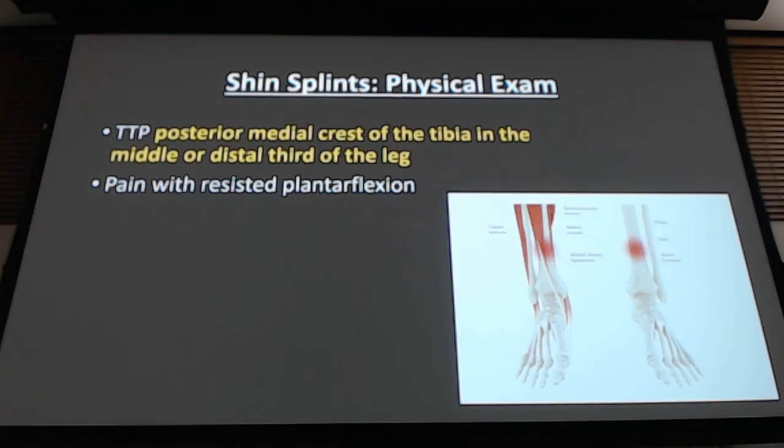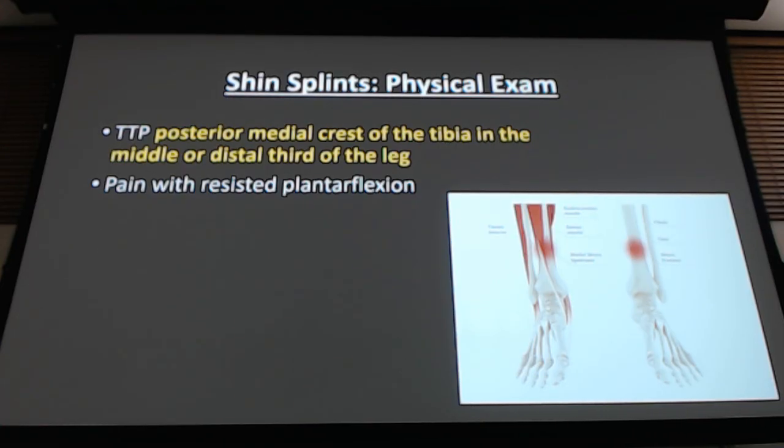Okay? So physical exam wise, where are they going to have that tenderness? Posterior muscle, right? Tibialis posterior. But it's also going to be at the posterior medial crest of the tibia in the middle or distal third of the leg. So why does it say middle there? Because again, it can be at that junction in between the middle and distal third. But just know, again, like I told you before, that if it's joint line, it's not shin splints. It's not medial tibial stress syndrome.